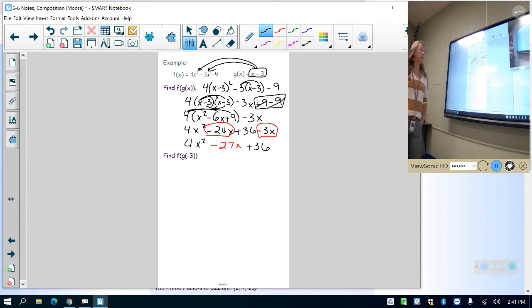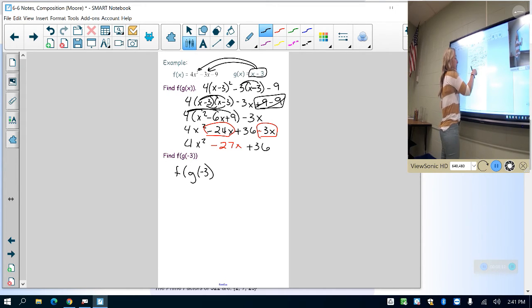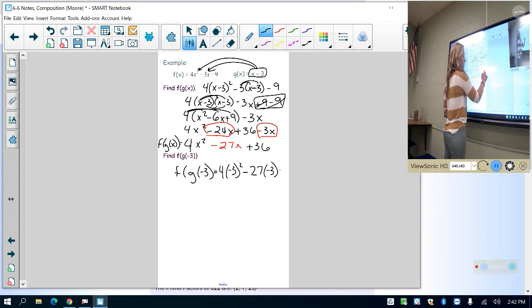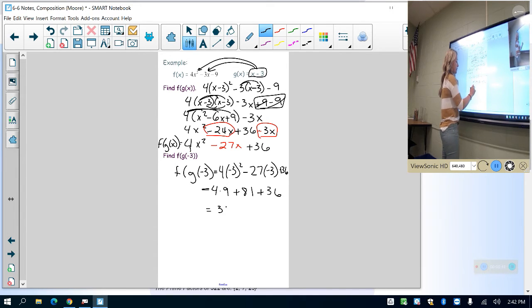Now that I have that function, f of g of x, I can go ahead and plug in negative 3 and solve. So I use this function that we just found, f of g of x. And so we have 4 times negative 3 squared minus 27 times negative 3 plus 36. Make sure you square first. Order of operations, exponents come first. So 4 times 9. And now I can multiply this. So plus 81 plus 36. So I have 36 plus 81 plus 36. So 72 plus 81 would be 153. So f of g of negative 3 is 153.